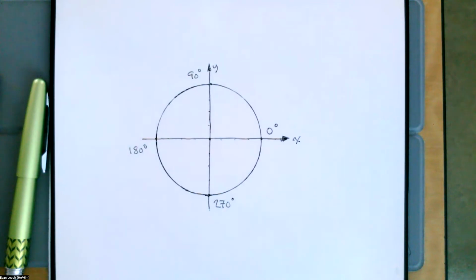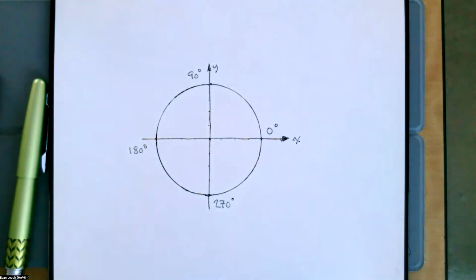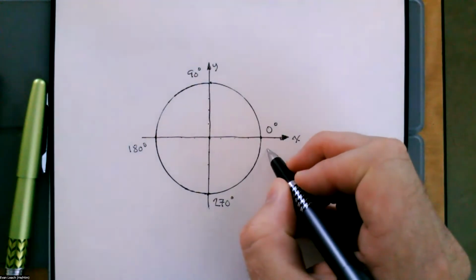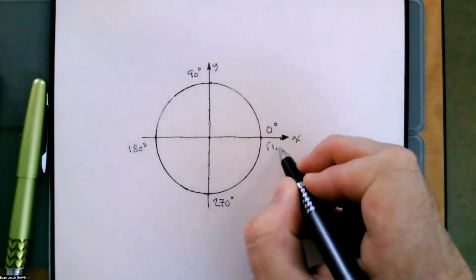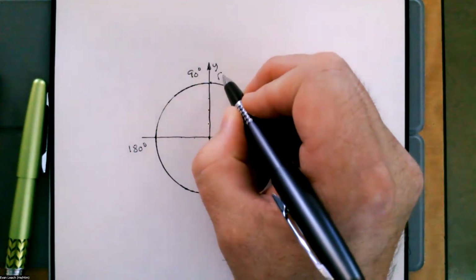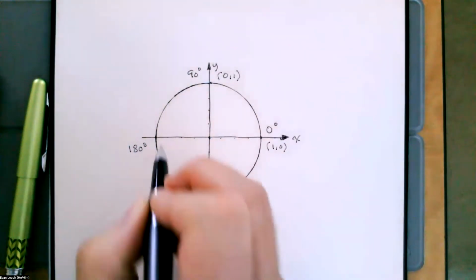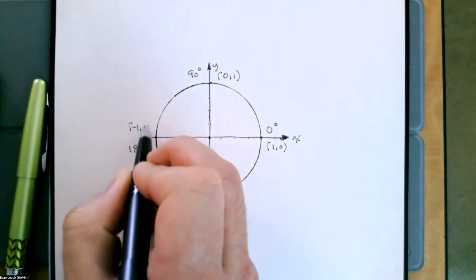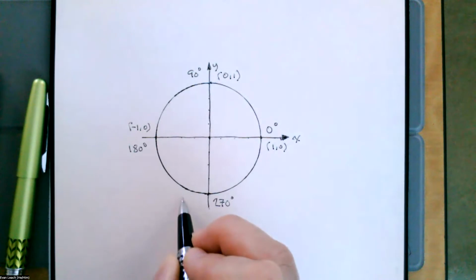Each of these points has x and y coordinates. The x coordinate will tell us the cosine, the y coordinate will tell us the sine. So the coordinates at this point, 0 degrees, are 1, 0. The coordinates of this point up here at 90 degrees are 0, 1. The coordinates at 180 degrees, negative 1, 0. And the coordinates down here at 270 are 0, negative 1.